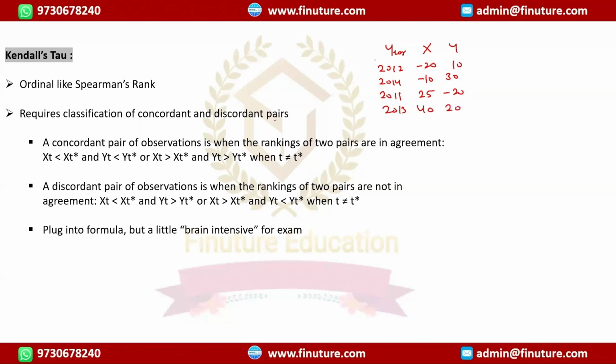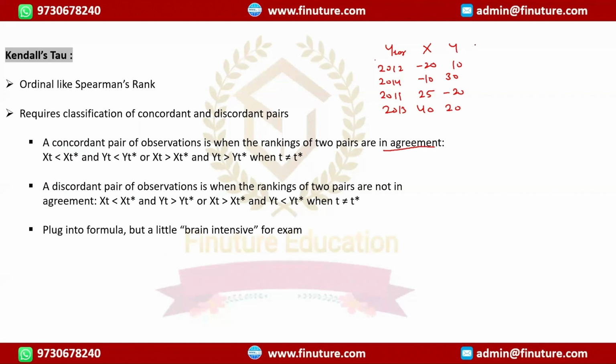Okay. So essentially what we want to do is get concordant and discordant pairs. These are the steps for getting concordant and discordant pairs. A concordant pair of observations is when the ranking of the two pairs are in agreement. First we have to rank in the same way how we did it, then plug into the formula, but that is a little brain intensive for the exam.